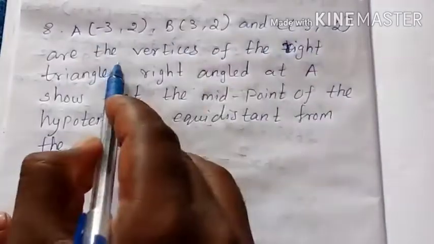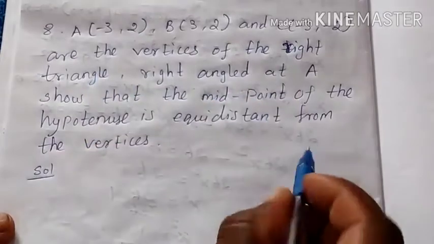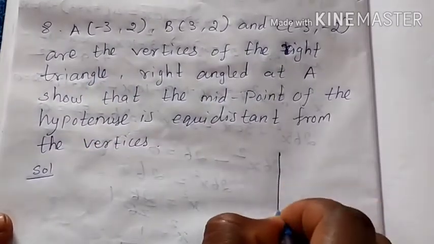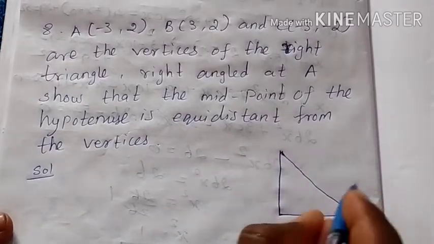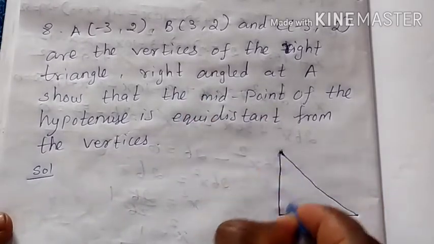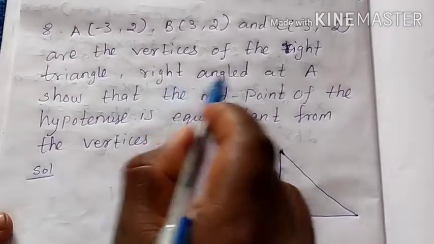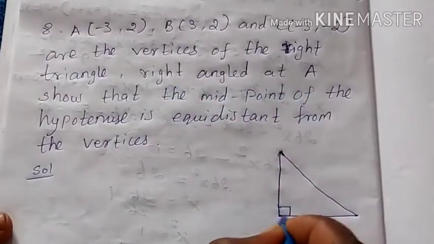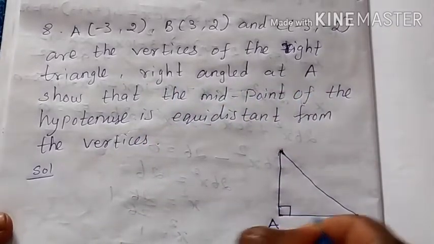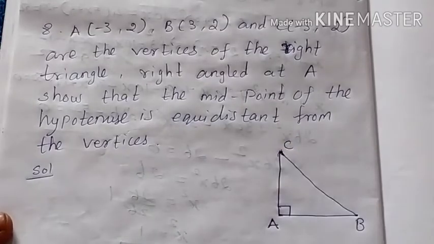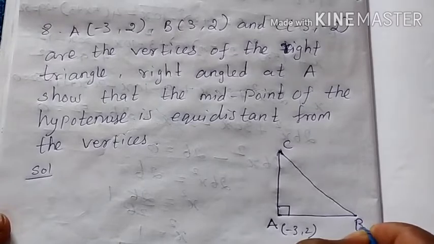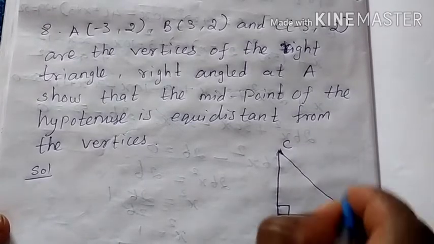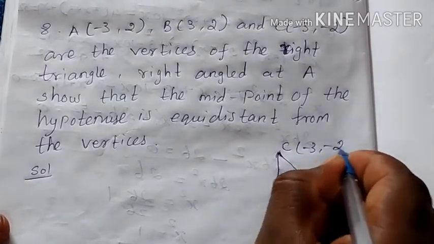ABC are the vertices of a right triangle. Okay, this is a right angle triangle. ABC are the vertices. Then the right angle is at A, so this is the right angle. So A, B, C. Okay, the point A is minus 3 comma 2, B is 3 comma 2 and C is minus 3 comma minus 2.